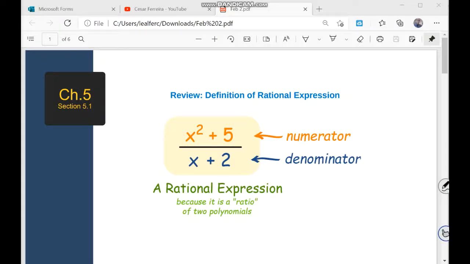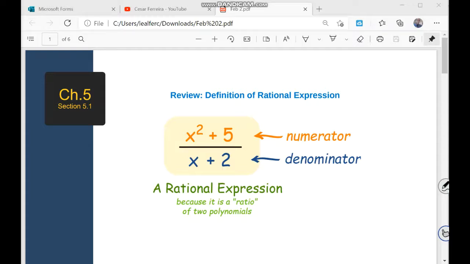Quick review about yesterday. We started a new chapter, chapter 5 of the reference textbook, about rational expressions and rational equations or rational functions. A review here is the definition of a rational expression. Look what we have here on these lines. If you have a polynomial as the numerator and another polynomial as a denominator, you will have a rational expression.